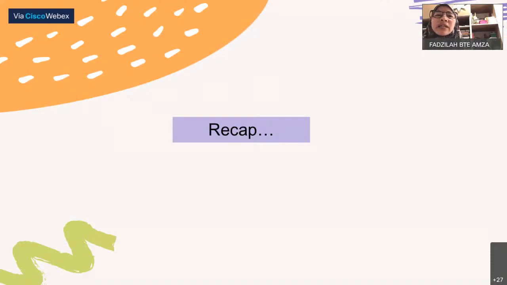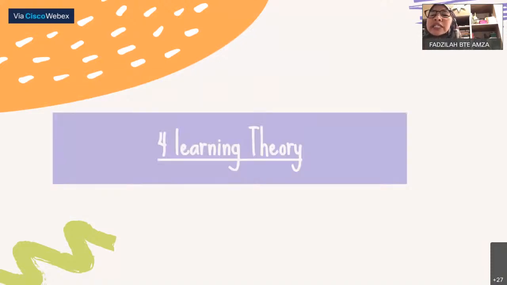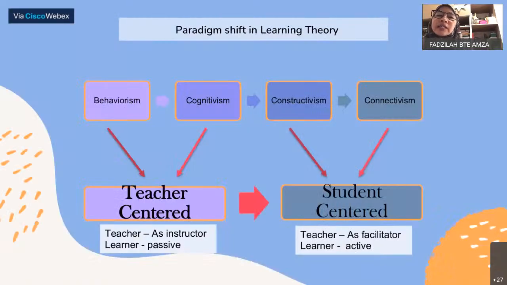Recap. Okay, I have around 10-15 minutes left. Okay, we learn about 4 learning theories, which are behaviorism, connectivism, and so on, focused more on the teacher-centered. So teacher as instructor and learner a passive recipient of knowledge. Teacher masih ada, learner masih ada, but the role is different. So behaviorist because of focus on the behavior modification.